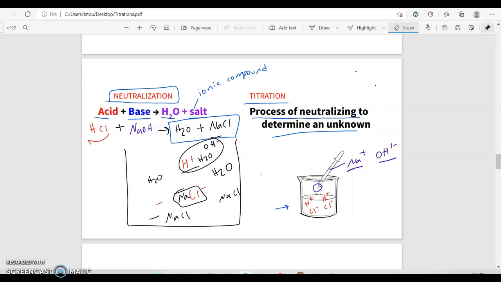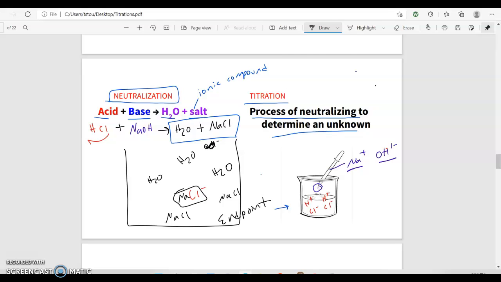And now finally, if I see what I've made, I don't have any H pluses or OH minuses hanging out anymore. I've got, oh, wait a minute. This guy should be attached to somebody, H2O. I've got all neutral things. This is a neutral solution. This is where you would have your end point, your equivalence point.